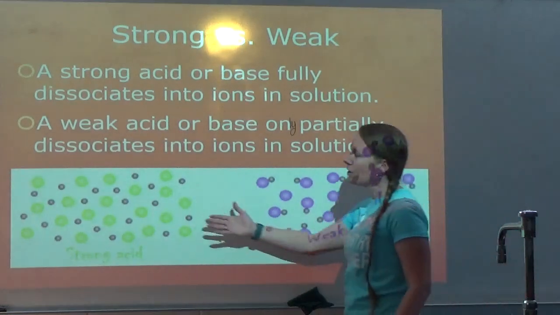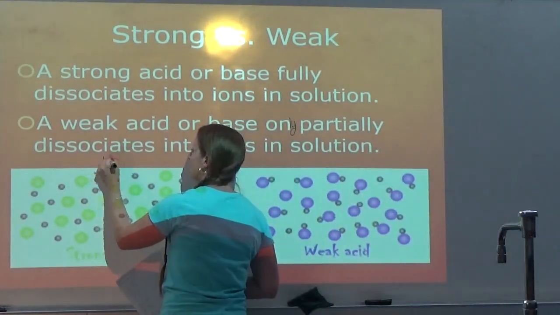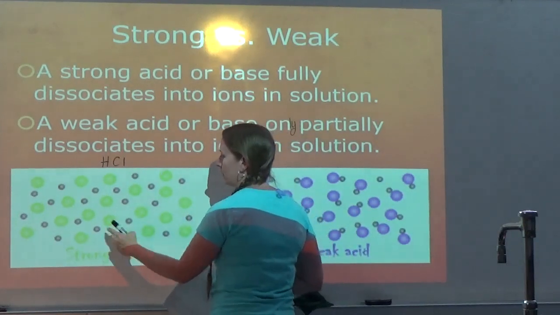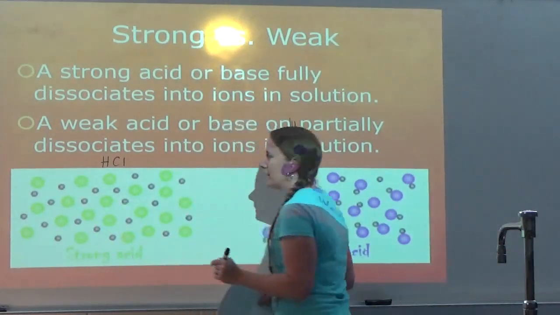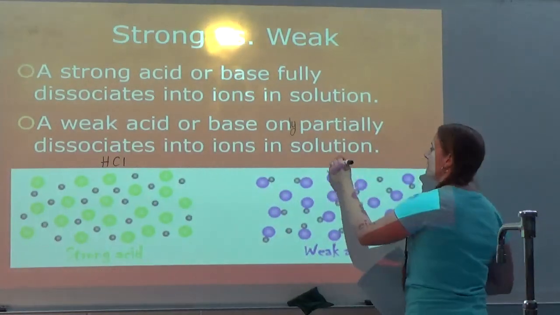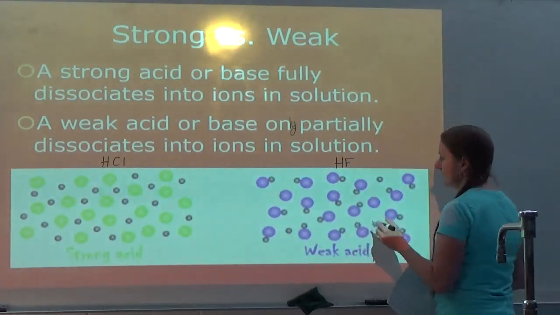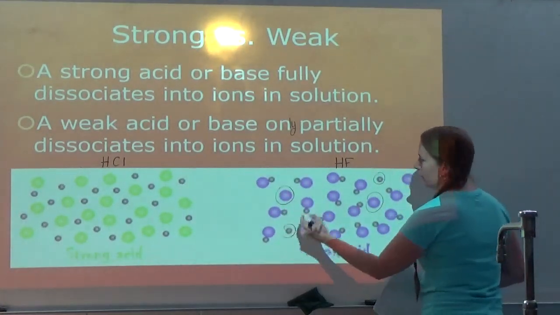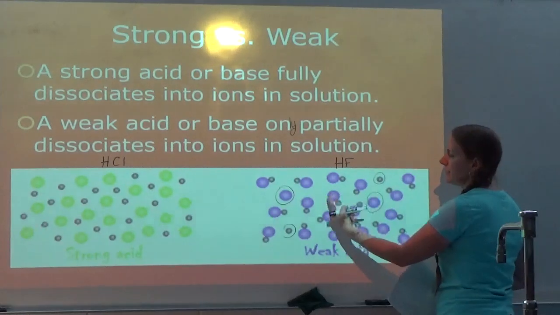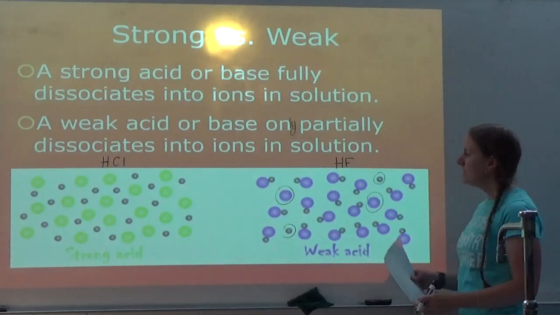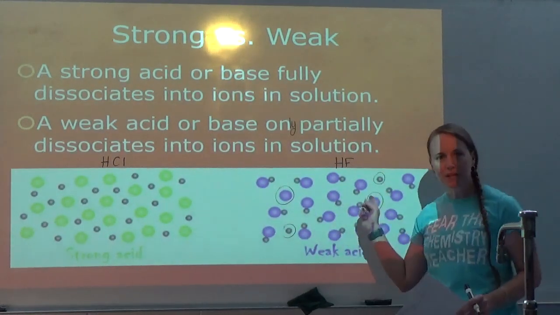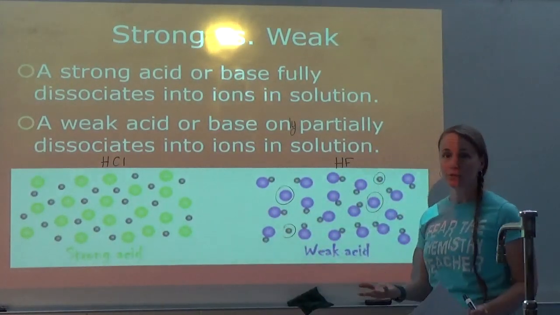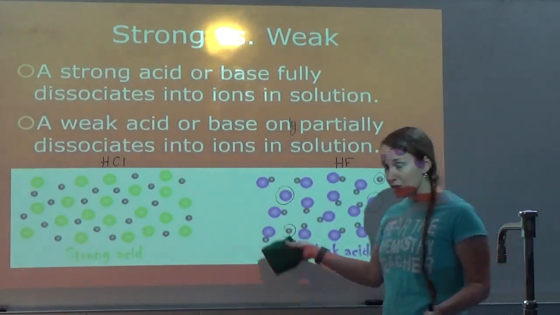So this is what strong would look like. Let's just say this is HCl. You can see all the H's and Cl's break up. All of them. That would be a strong acid. Whereas let's say this is HF. Yes, there are a couple that have broken up, but most of them are staying together. So that means this is not going to make as much H plus as this would, even if you start with the same amount of particles. That's the difference in strong and weak.